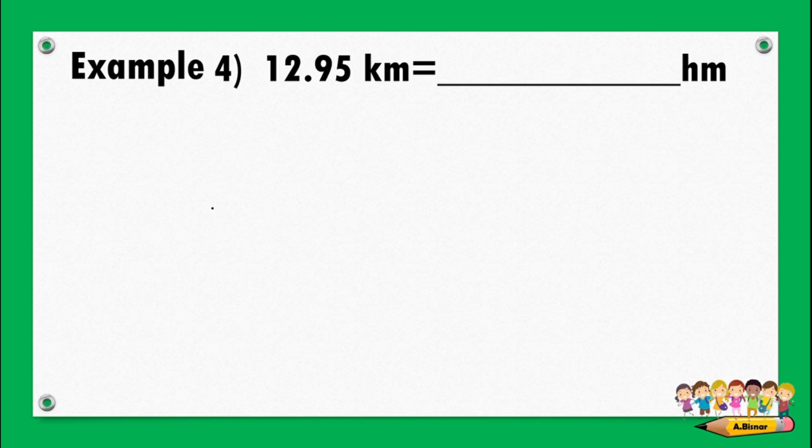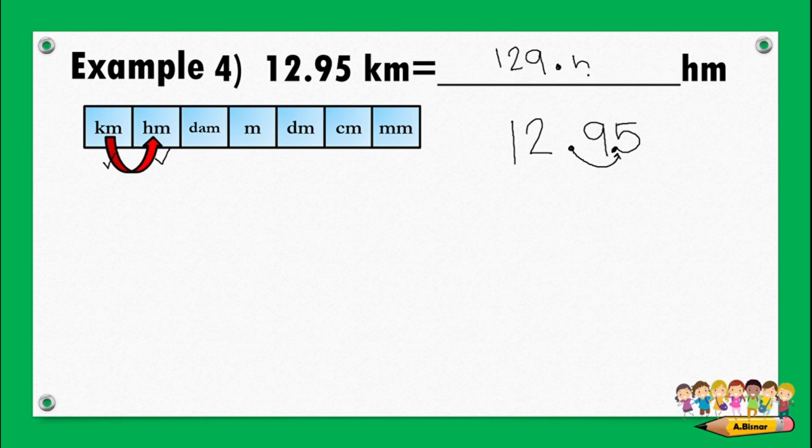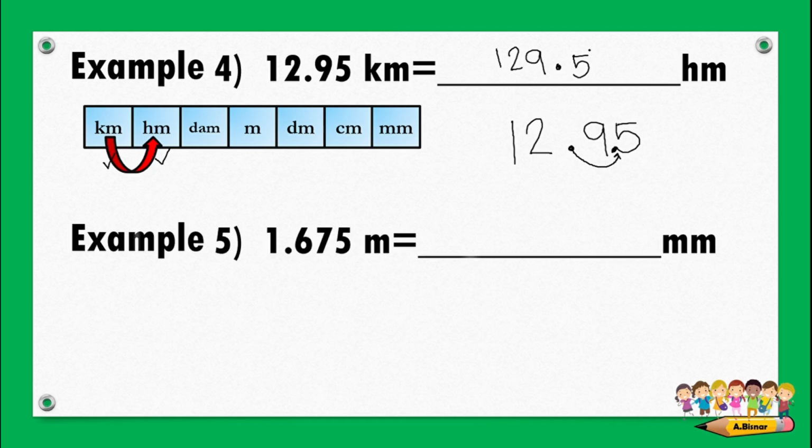Another, 12.95 kilometers to hectometers. So, let us write the given. And let us count how many movements from kilometers to hectometers. So, there is only one movement to the right. So, we will move the decimal point once, and the decimal point will be here, which means to say that 12.95 kilometers is equivalent to 129.5 hectometers.